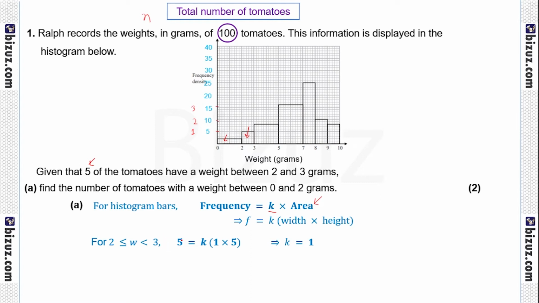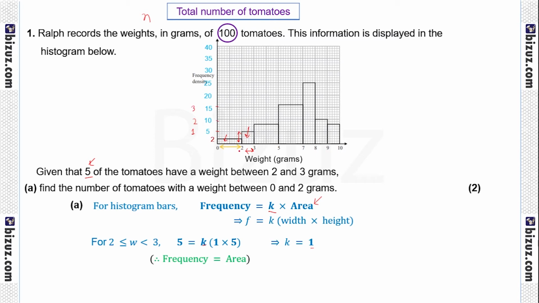Now let's work with the class that we know the information of. So for W between 2 and 3, the frequency, that's 5, it's given as 5, is equal to K multiplied by the area. Now the area is the width multiplied by the height. So for this class, as we can see, the width is 1 unit and the height is exactly 5 units according to our vertical scaling. And so this gives a value of k equal to 1. So this means that since k is equal to 1, the frequency is exactly equal to the area.